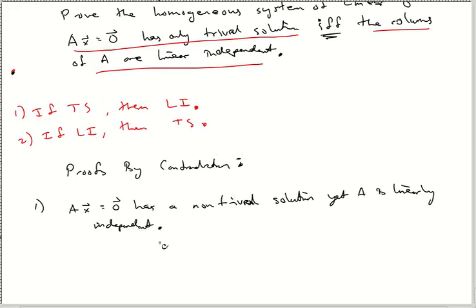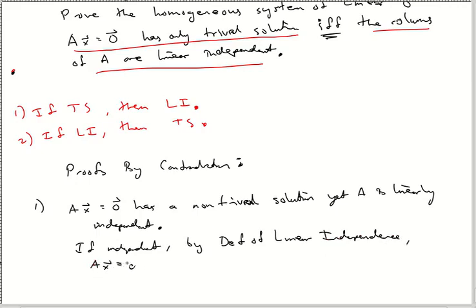So if it's independent, then by the definition, and this is actually pretty important here, by the definition of linear independence, which is way back a couple of sections ago, we actually wrote it down here on the video at some point. By the definition of linear independence, my AX equals 0 must only have the trivial solution.